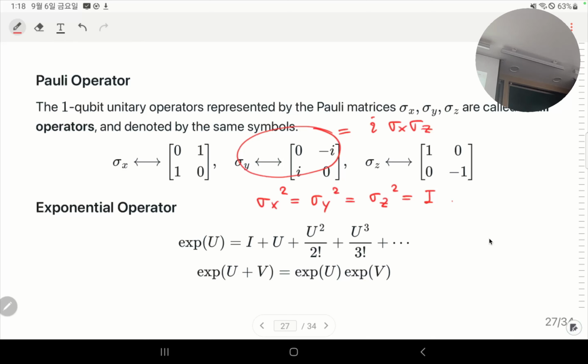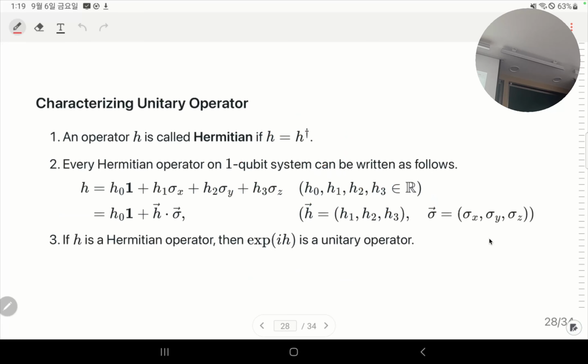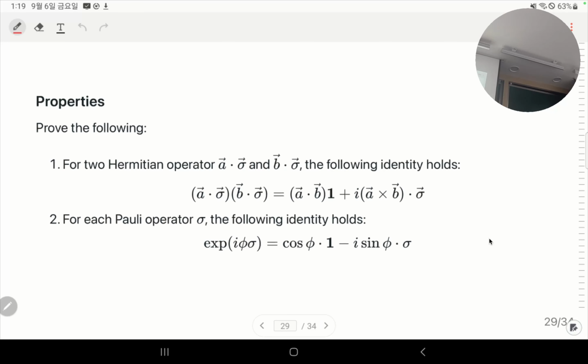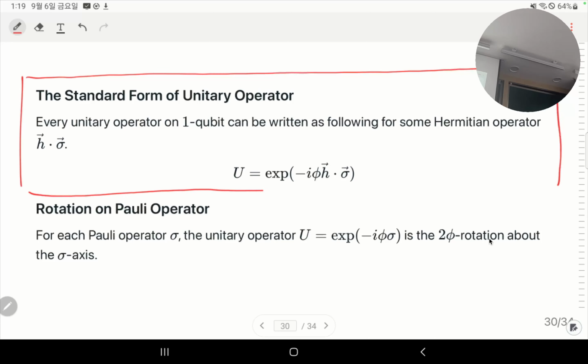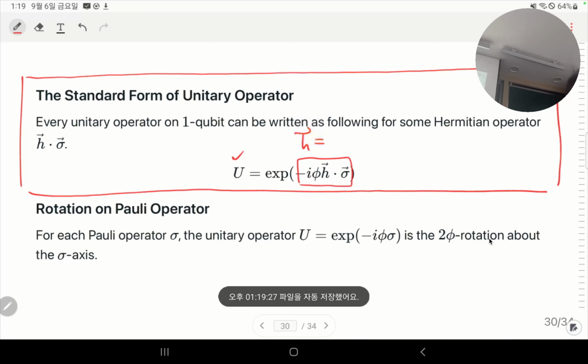Okay, so why are we talking about this? Because of this theorem. Let me show you the theorem first and then come back. This theorem says every unitary operator on one qubit can be written in this form. So any operator U is the exponential of some linear combination of Pauli operators. Here, h is just a three-dimensional vector.